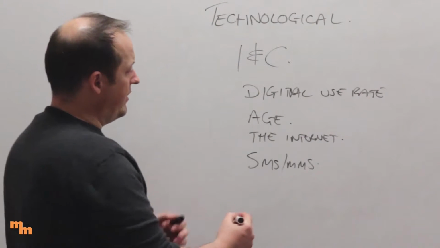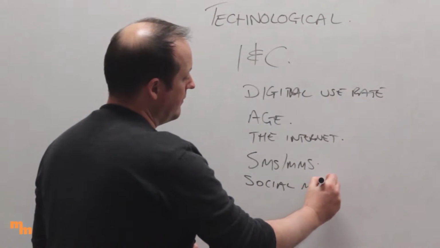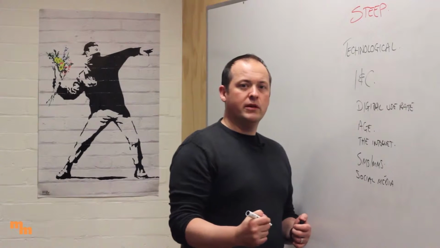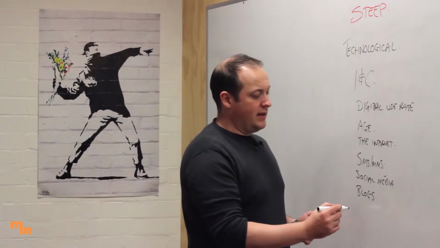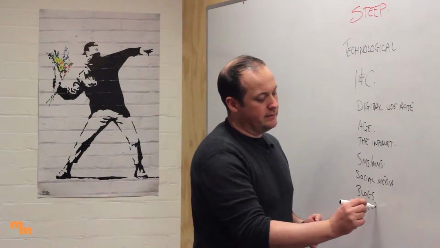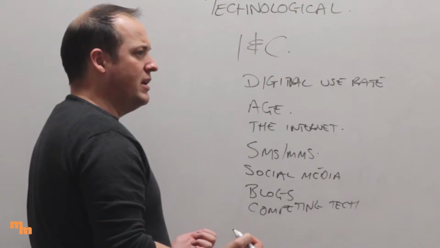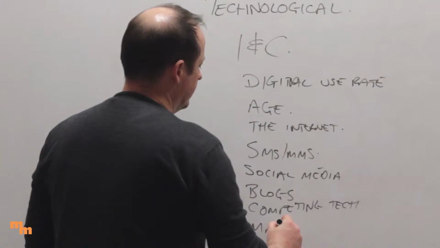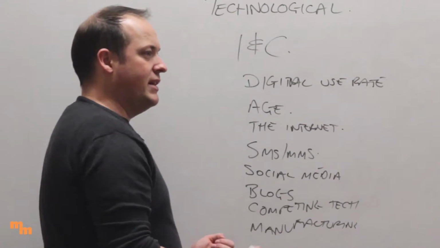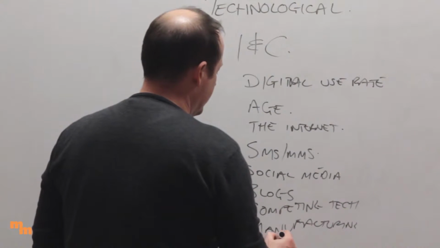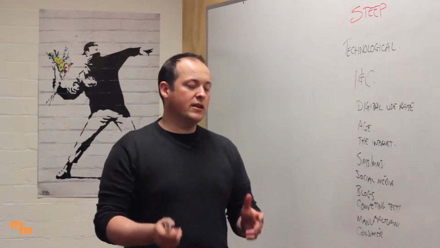Off the back of that, moving from the internet, we start to look at social media, which we're all too familiar with, fortunately or unfortunately. Blogs are a thing. We look at competing technology, so competing tech. We might also think about manufacturing of those things. Sorry, excuse the handwriting there, getting to the bottom of the board. And also the consumer themselves, and what their buying mechanisms and technology happen to be.